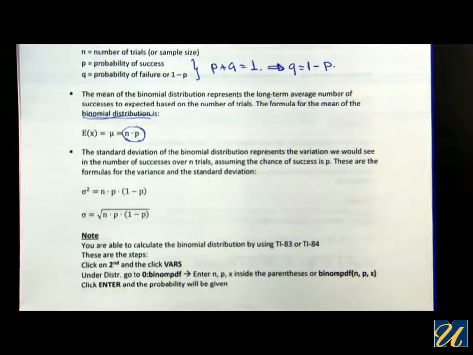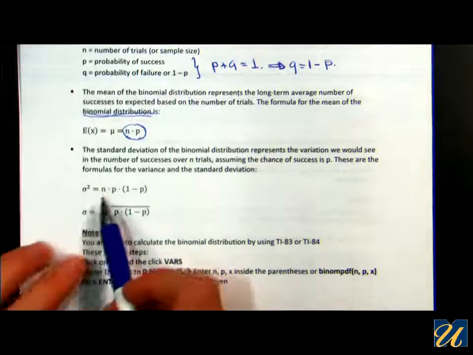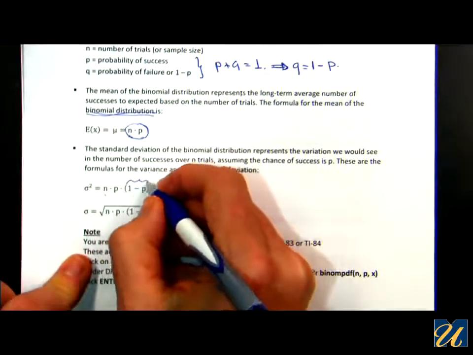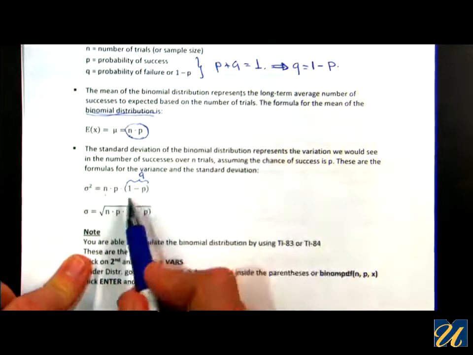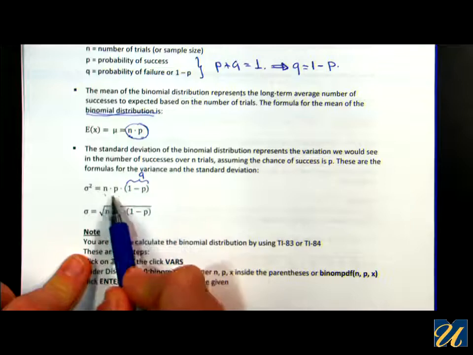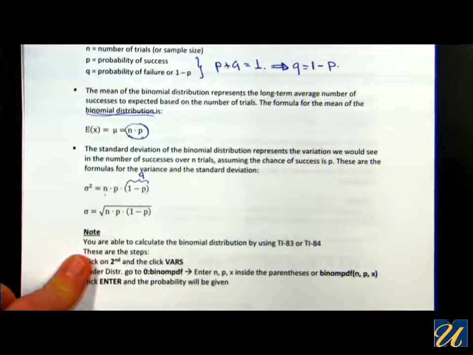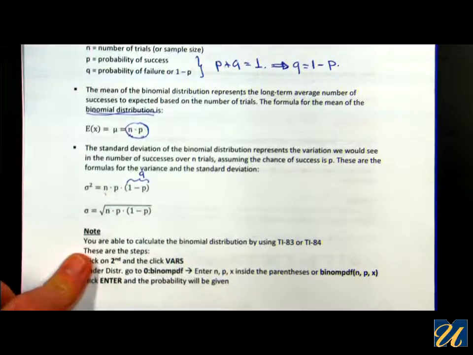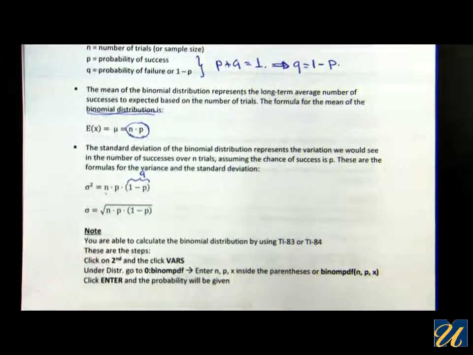Now, for the variance in a binomial probability distribution, all you need to do is n times p times q. Q, once again, is 1 minus p. If you have p, you can automatically find q. And the standard deviation is, obviously, the square root of your variance, whatever you find for the variance.